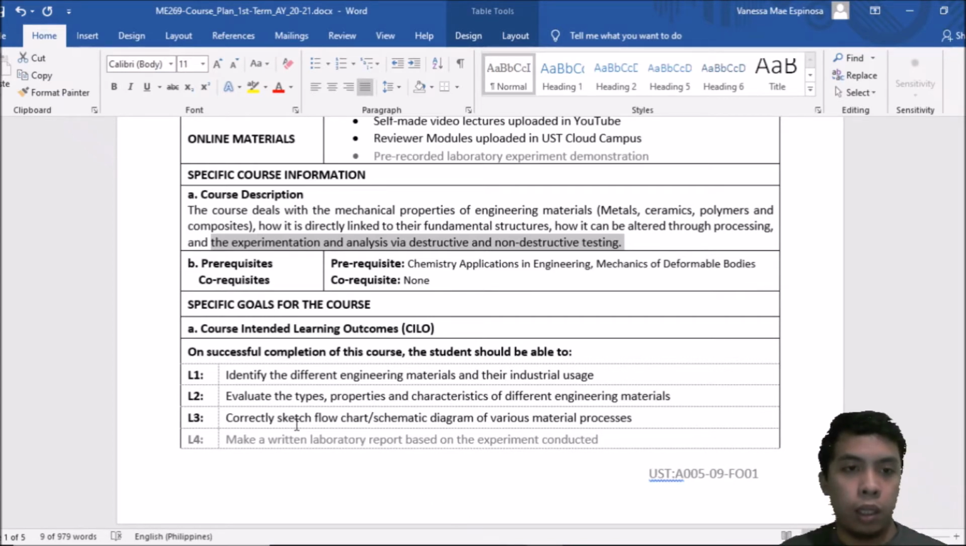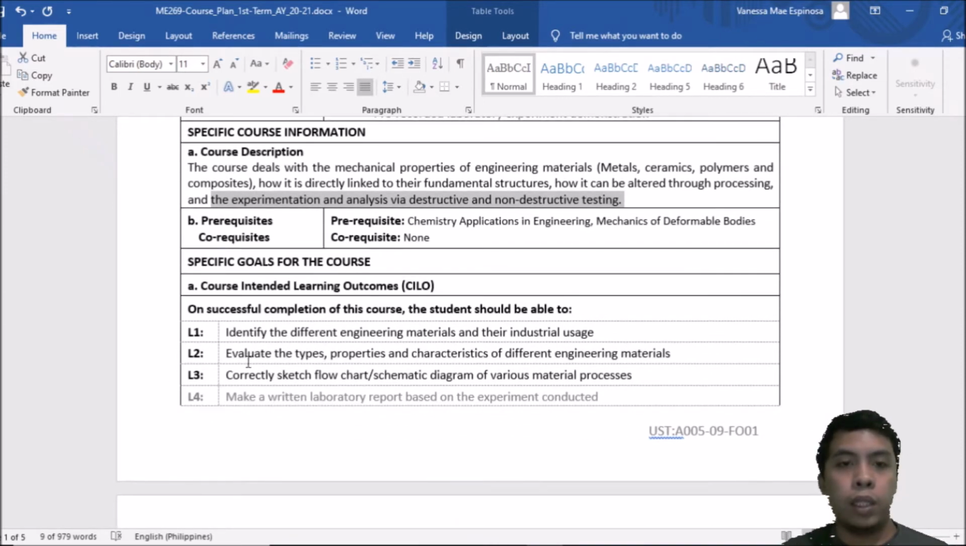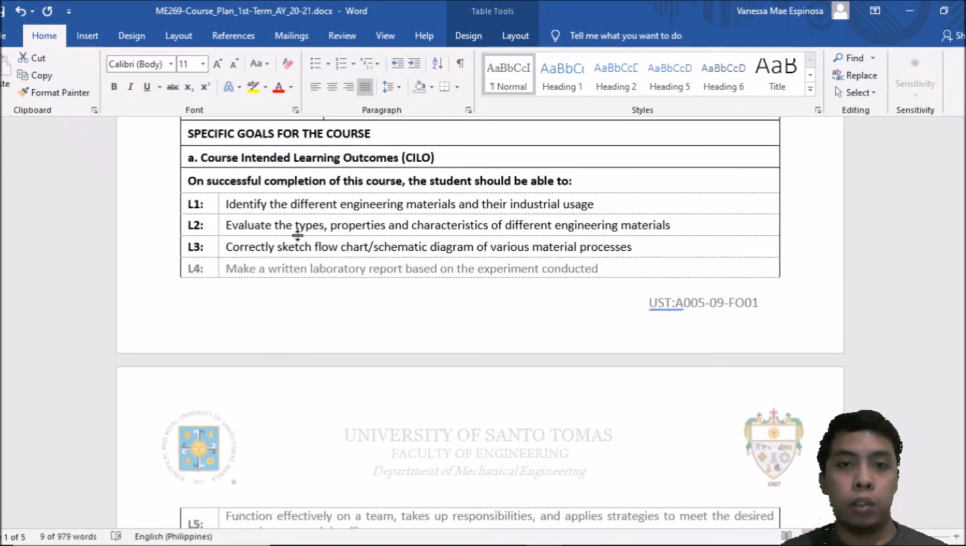In our course, we have specific goals, which are divided into two: the course intended learning outcomes, or CILO, and the student outcomes, or SOs. I think you are already familiar with the student outcomes, which are the ones stated in EBET. For our CILO, on successful completion of this course, the student should be able to do the following. After you complete and pass this subject, these CILOs should be accomplished.